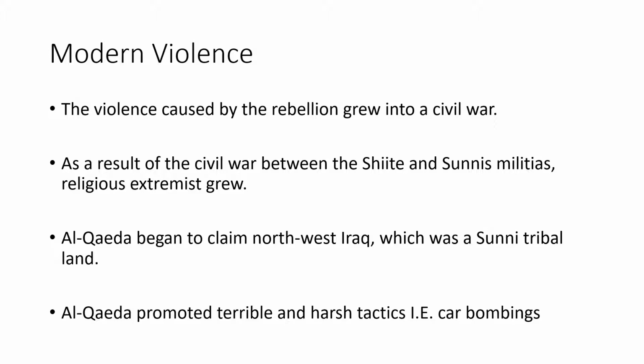Modern violence. The violence caused by the rebellion grew into a civil war. As a result of the civil war between the Shiite and Sunni militias, religious extremists grew. Al-Qaeda began to claim northwest Iraq, which was a Sunni tribal land. Al-Qaeda promoted terrible and harsh tactics, for example, car bombings. ISIS also began.